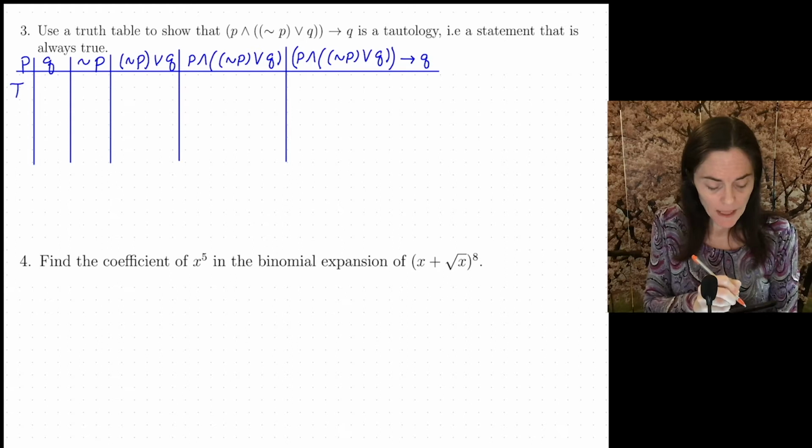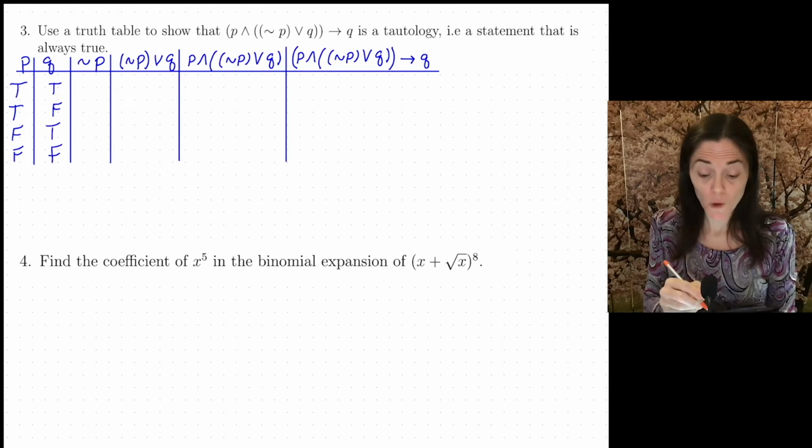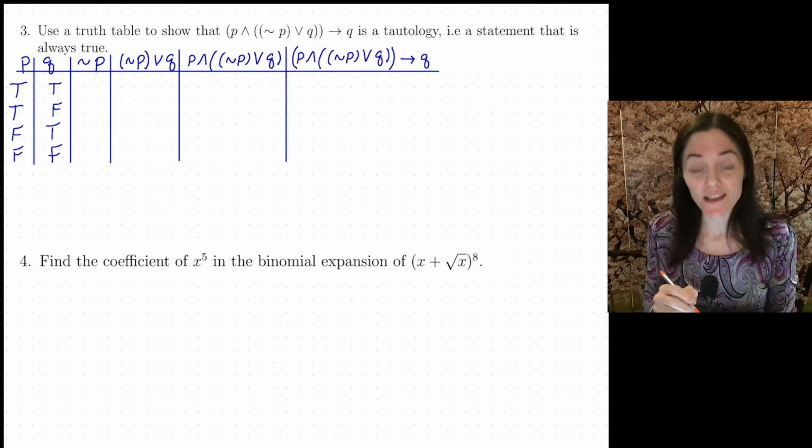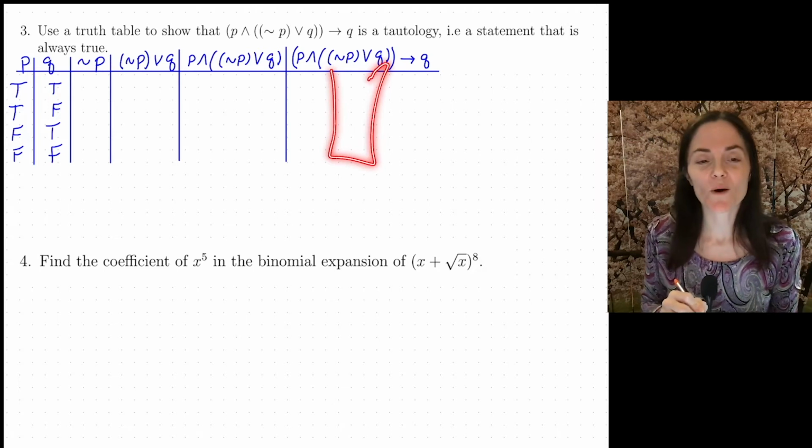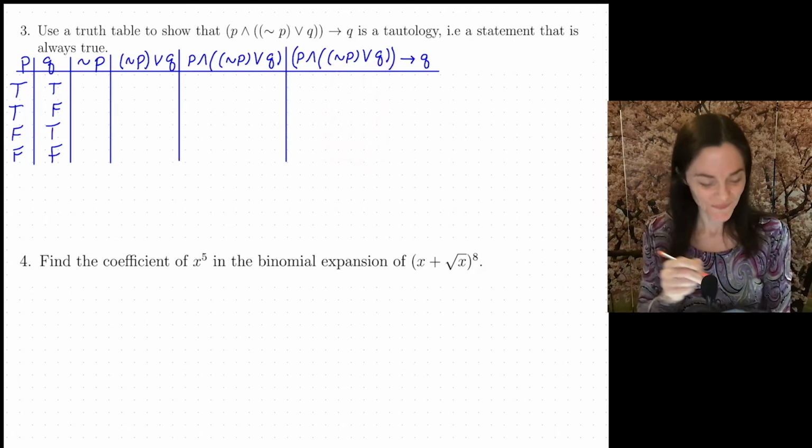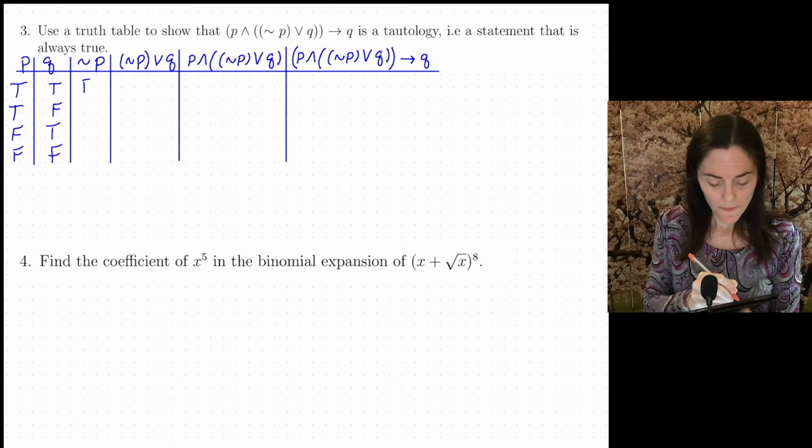And again, P can be true and false. Q can be true and false. We have 4 rows in our truth table. What we're looking for to conclude tautology is here. We should see only T's, 4 of them. Okay, the first thing we have is not P.